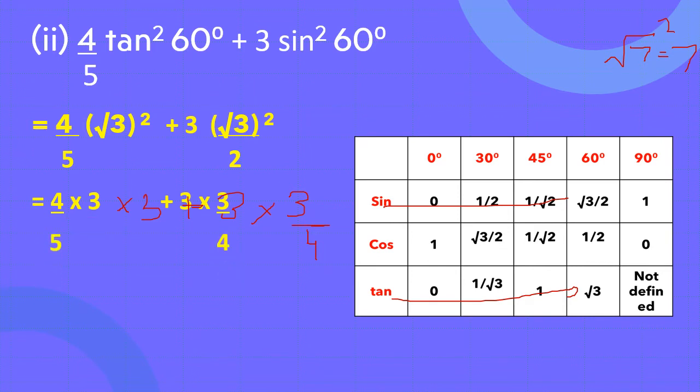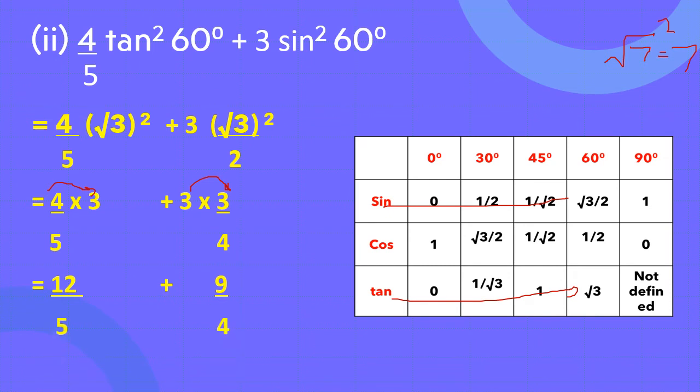So this is what we get when we solve by taking the square. Okay, now let us solve this. Now 4 threes is going to be 12, children, and 3 threes is going to be 9. So 4 threes will be 12, 3 threes will be 9, and the denominators will be 5 and 4.